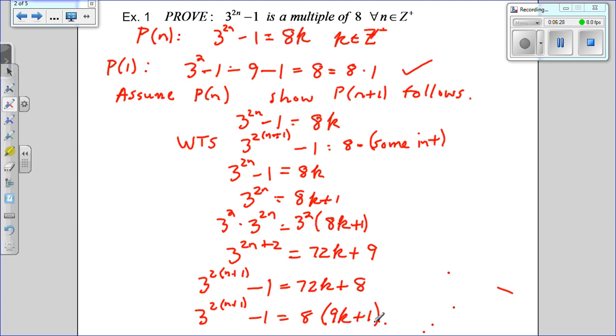And look at the right-hand side. You've got the left-hand side of WTS, 3 raised to the 2 times the quantity of n plus 1 minus 1. And the right side, you've got 8 times this expression, 9k plus 1. We know k is an integer. 9k plus 1 is an integer as well.